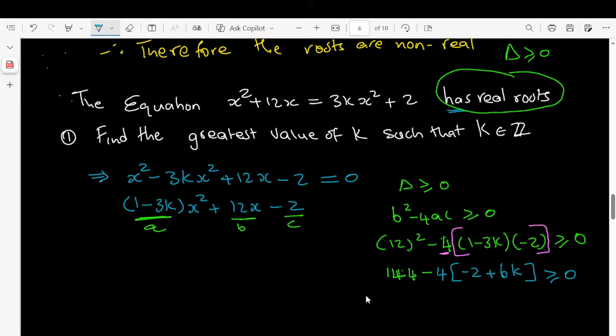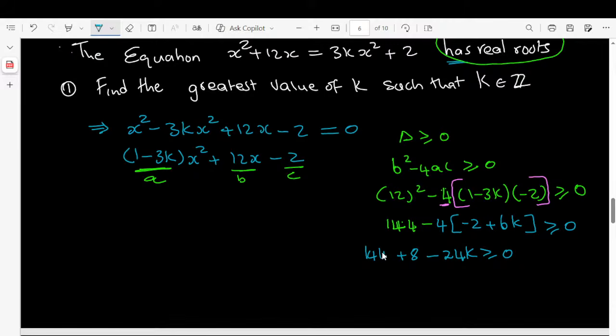Now we still have to multiply the bracket by that minus 4, which will give us positive 8. So this will be positive 8, and then minus, what is 4 times 6? 4 times 6 is 24. So this will be negative 24k. And everything must be greater than or equal to 0. Okay guys, no time to play. I'm sorry, 144 plus 8, that is 152. And then minus 24k greater than or equal to 0.